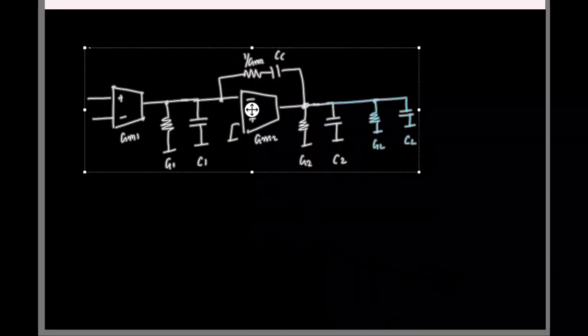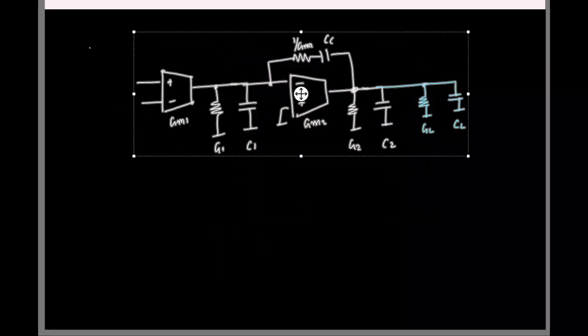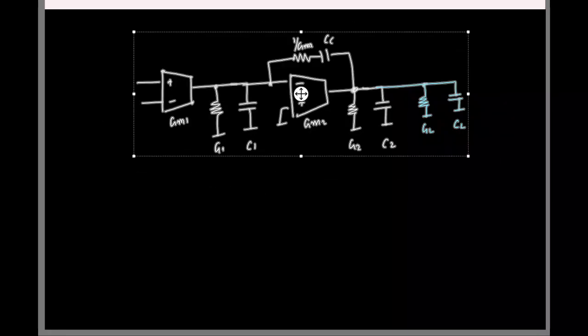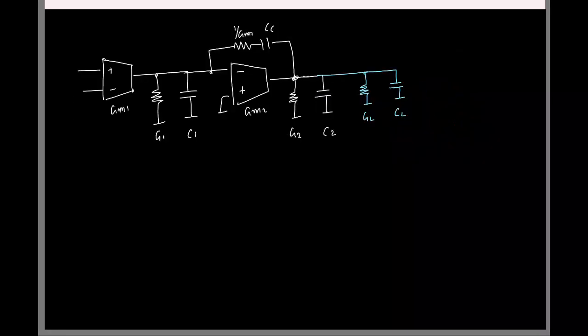Yeah, I think the fourth question was what? Yeah, in the fourth question, what we did was this. So instead of doing Miller compensation, let's say you add a capacitor here, Cm, which is basically your Cc times Gm2 by GL prime.